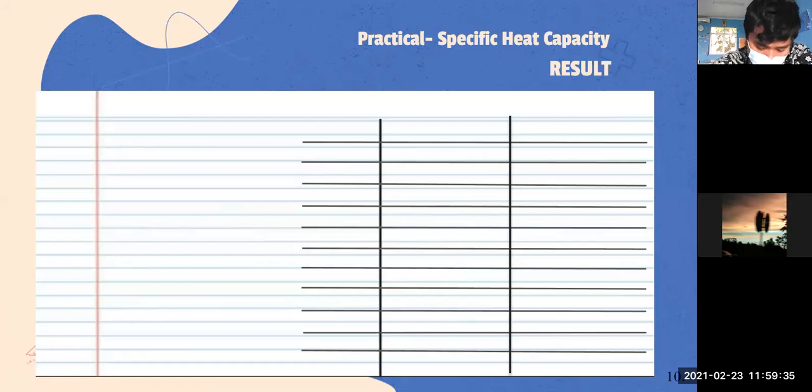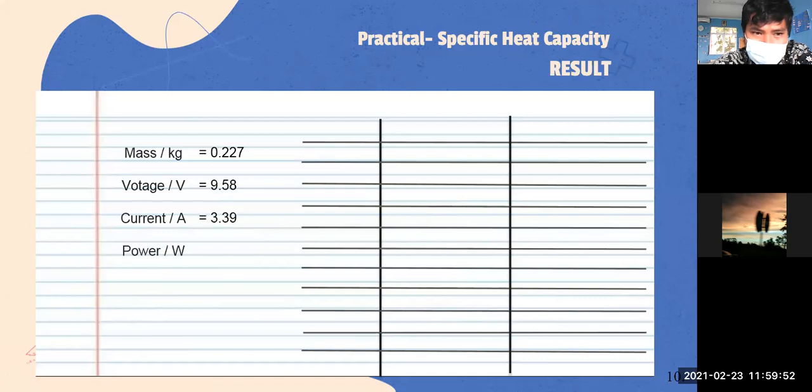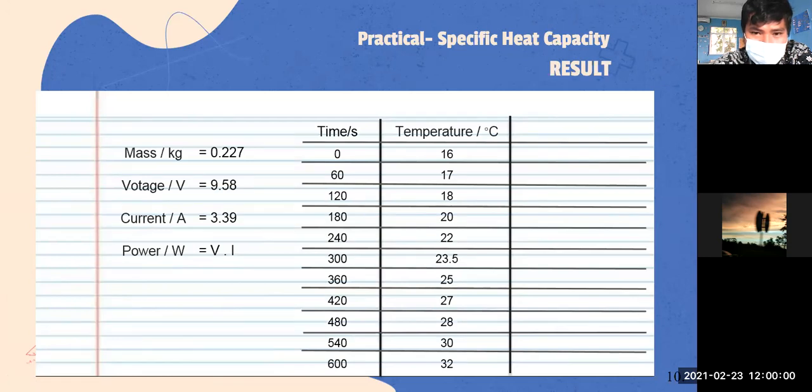Practical specific heat capacity results. We had mass 0.227 kilograms, voltage 9.58 volts, current 3.39 amperes, and we had the time in seconds and also the temperature. First, we are going to work out the power. The power transferred is equal to the voltage multiplied by the current. So 9.58 multiplied by 3.39 is equal to 32.5 watts.